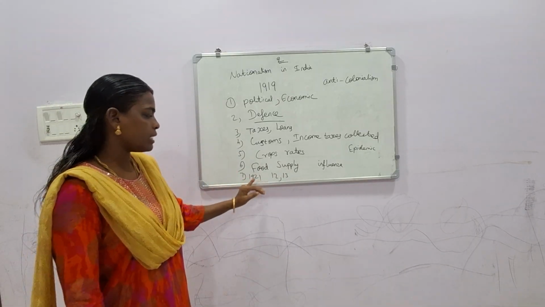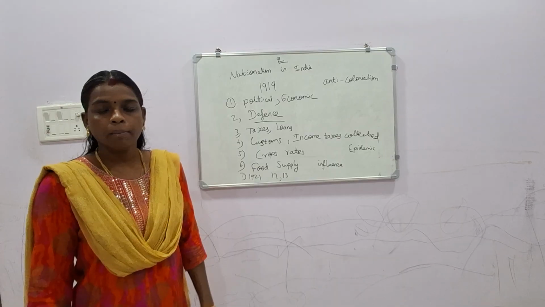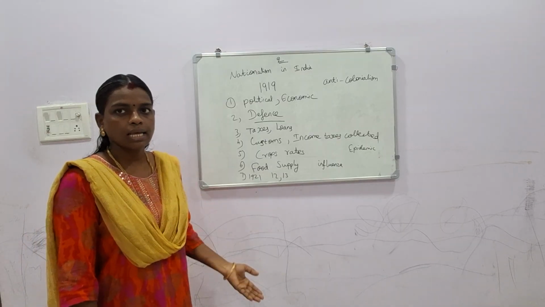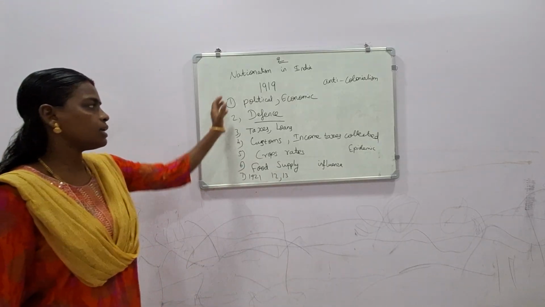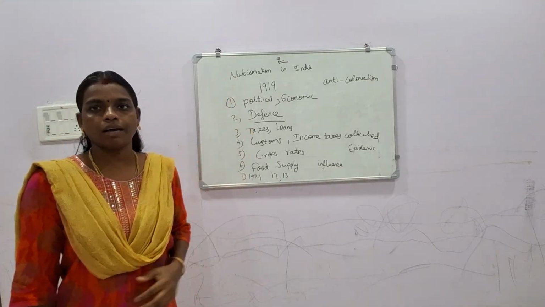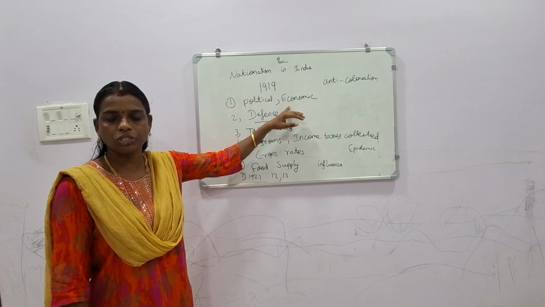So lots of people died in the year 1921, especially 12 to 13 million people who died because of epidemic diseases and the shortage of food supply. So this was the situation after the First World War. After the First World War, the political and economic situation had changed.